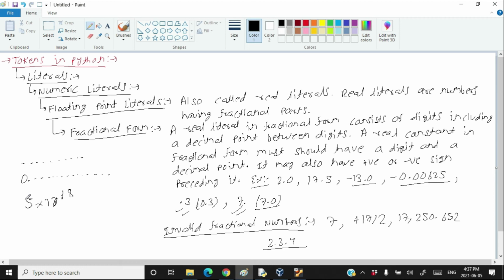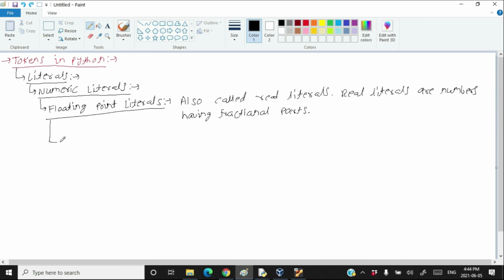And that's why we have the exponent form of floating point literals. The idea is to write any number in the form of x into 10 to the power y, where x is a real number and y is an integer. This means x can have a fractional part in it, but y cannot have any fractional part. It should be int. Then write this number x into 10 to the power y as x e y.